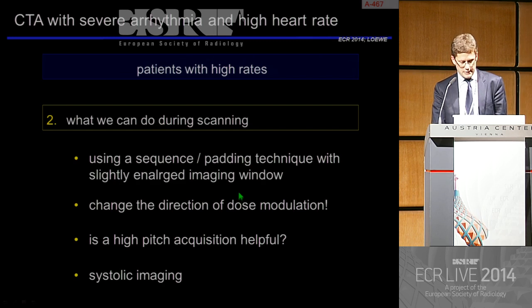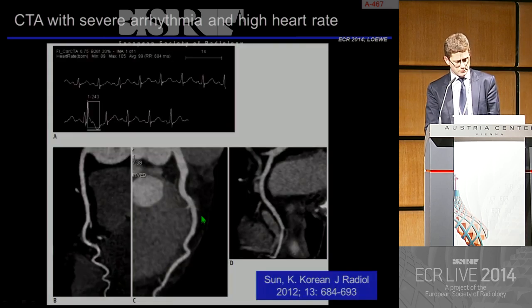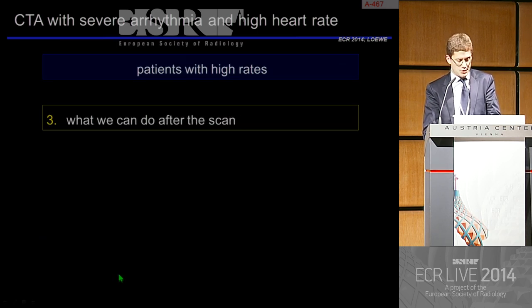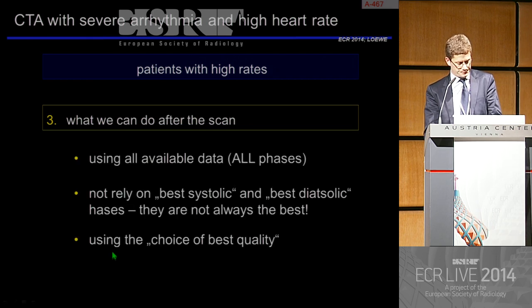There are even papers talking about systolic imaging, and it's going in a similar direction as changing the direction of the dose modulation. That's a paper from Korea demonstrating that we can use just a step-and-shoot technique, but not in diastole as normally, but in systole. This can be very helpful even in patients with high heart rate and can allow for really good image quality. What we can do after the scan is not very much, and that's why it's so important to plan your scan properly and to prepare your patient in the right way.